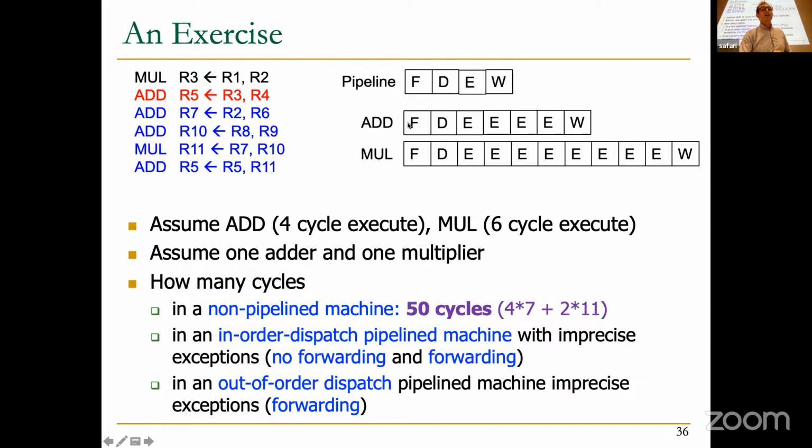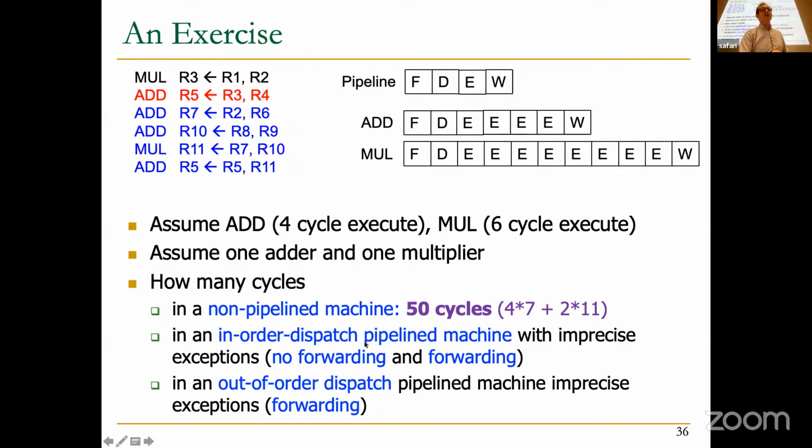We're going to assume the add takes 4 cycles of execution. Multiply takes, I think, 6 cycles of execution, sorry. We're going to assume 1 adder and 1 multiplier. So if you actually need to do the calculation in a non-pipelined machine, this takes 50 cycles. Non-pipelined machine says you have 4 add instructions and 2 multiply instructions. Each of them takes, let's say, 7 cycles versus 11 cycles, and it's 50 cycles. That's an approximation, basically, because you can actually make the non-pipelined machine nicer without the clock cycle boundaries. But with this assumption, it takes 50 cycles.